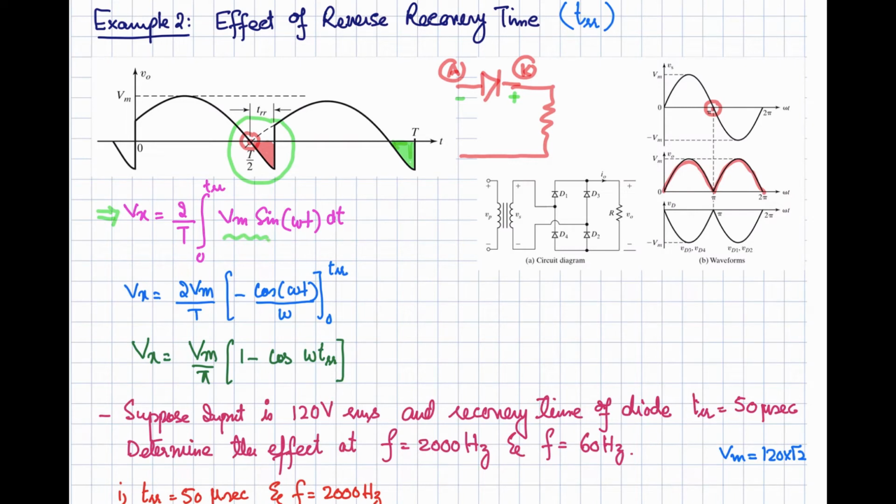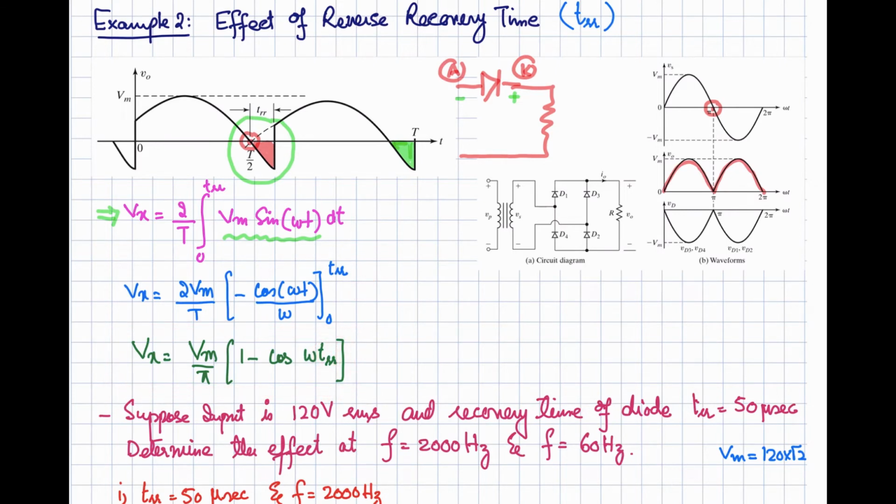So integrating Vm sin(omega t), representing this sinusoidal waveform at the output, we are going to integrate it from 0 to TRR, that is from this point till this point, and we multiply it by 2 to get the total effect of the reverse recovery time of the diode in one supply cycle, and to get the average we divide by T. If you simplify this, you will get this expression that gives you the loss of voltage because of the recovery time TRR.